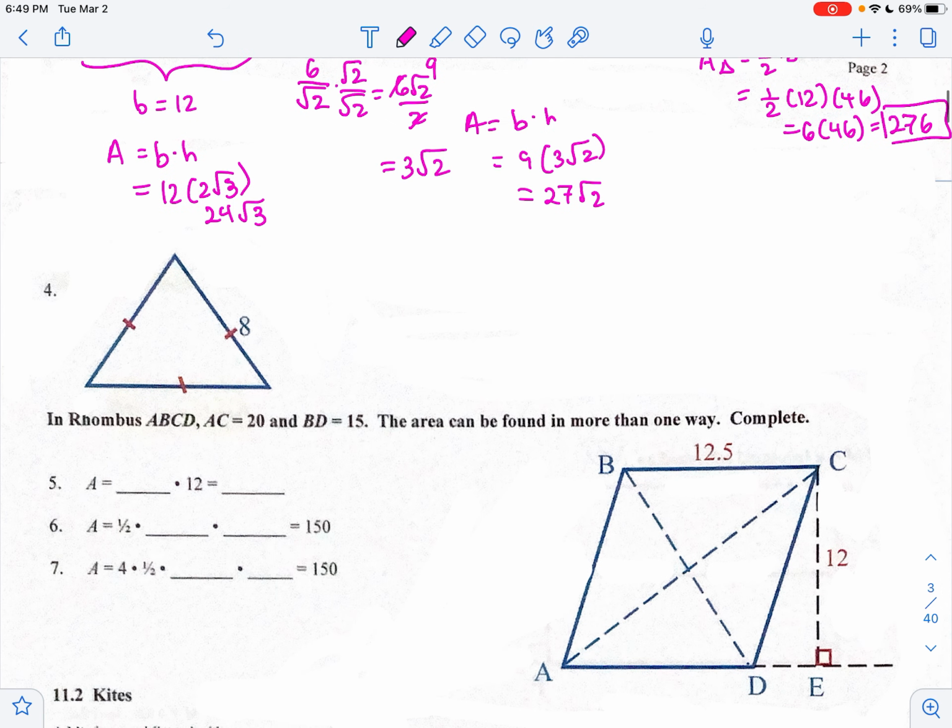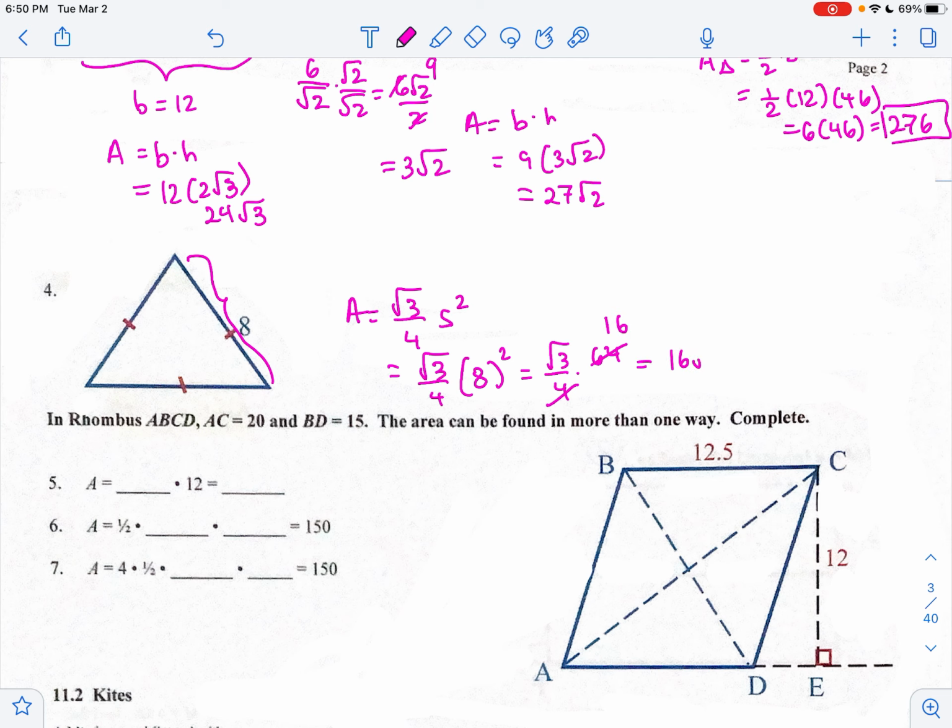The last few problems are on the next page, and we're going to end with number 4. We have an equilateral triangle, and it looks like it defines here that this side length is 8. So therefore the area is radical 3 over 4 times s squared. So I'm going to write that out as radical 3 over 4, plug the 8 in. 8 squared is 64. So we get rad 3 over 4 times 64. 4 goes into 64 16 times, and therefore that area is 16 radical 3.